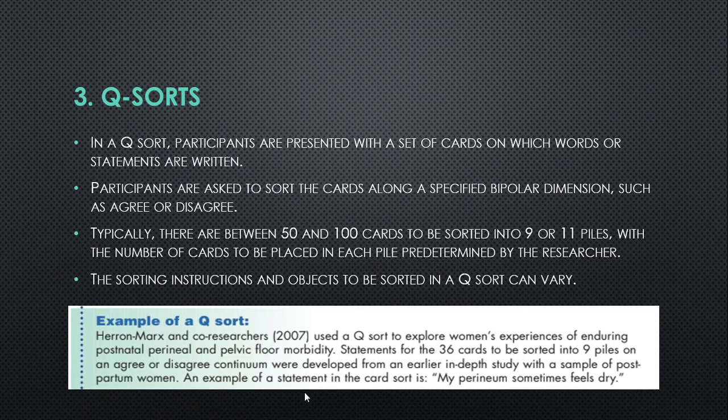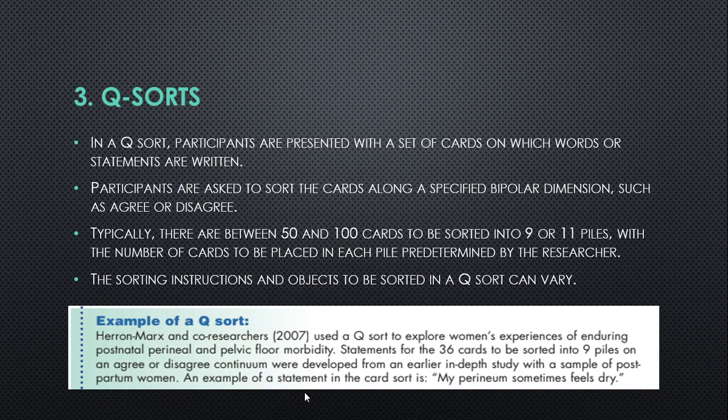Okay, Q sorts. In a Q sort, participants are presented with a set of cards on which words or statements are written. Participants are asked to sort the cards along a specific bipolar dimension such as agree or disagree. Typically, there are between 50 to 100 cards to be sorted into 9 or 10 piles, with the number of cards to be placed in each pile predetermined by the researcher.